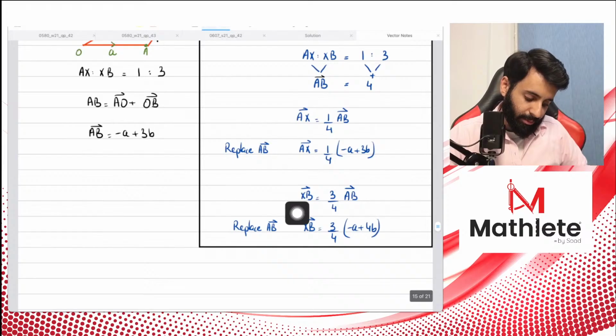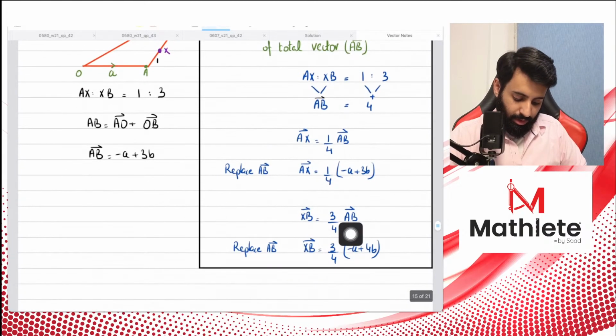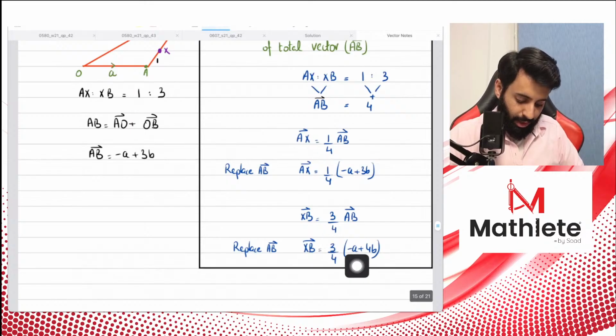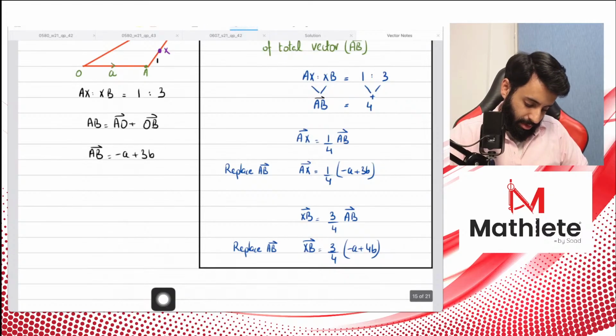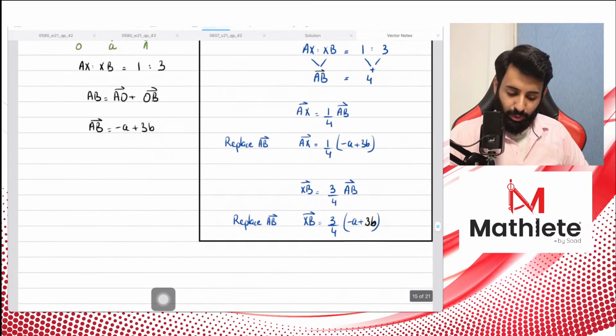And just like that, XB, which is 3 out of 4 parts, so XB is equal to 3/4 of AB. So XB is going to be equal to 3/4 of minus A plus 4B, because, actually, sorry, not minus A plus 4B, minus A plus 3B. I just realized that I made an error. Okay, alright, so that's case 1.